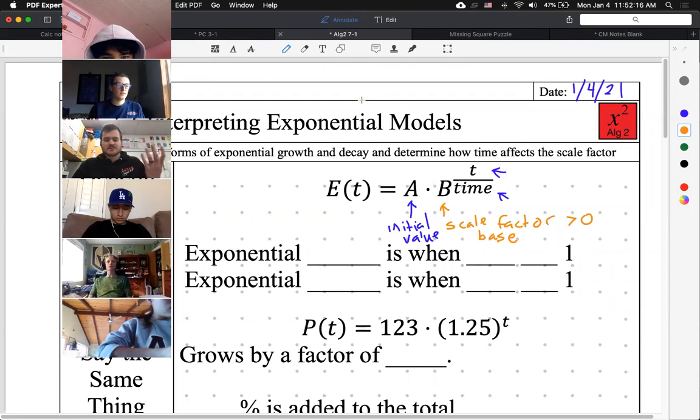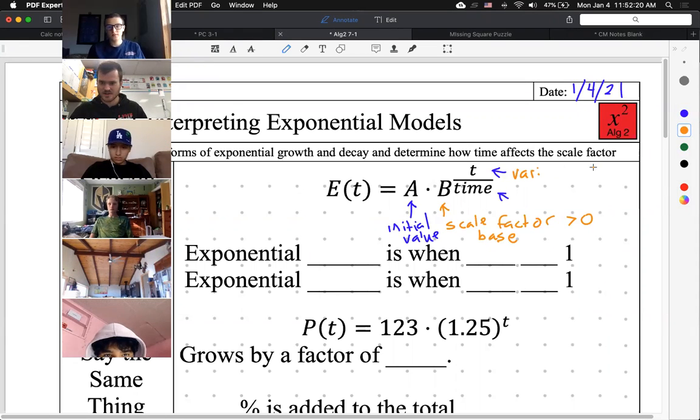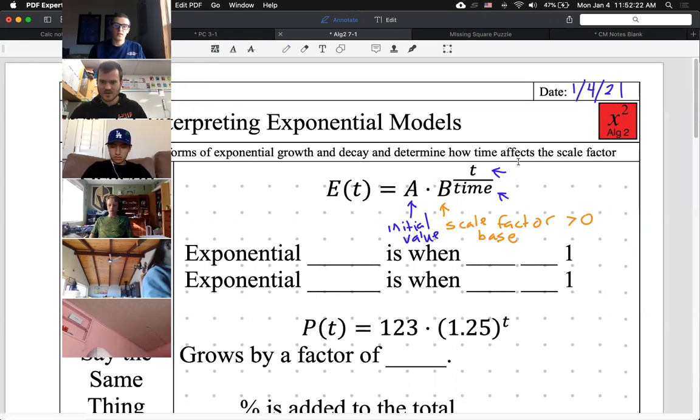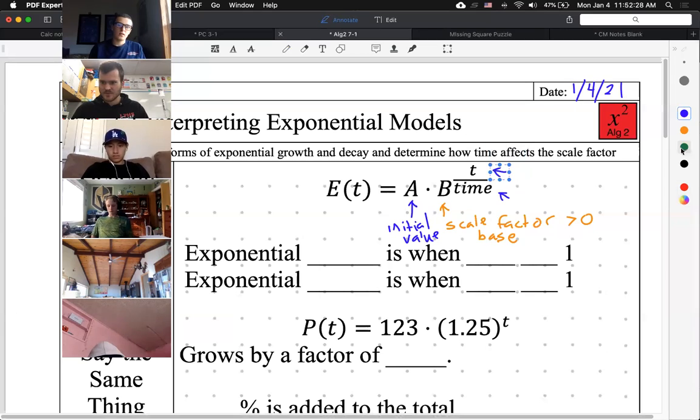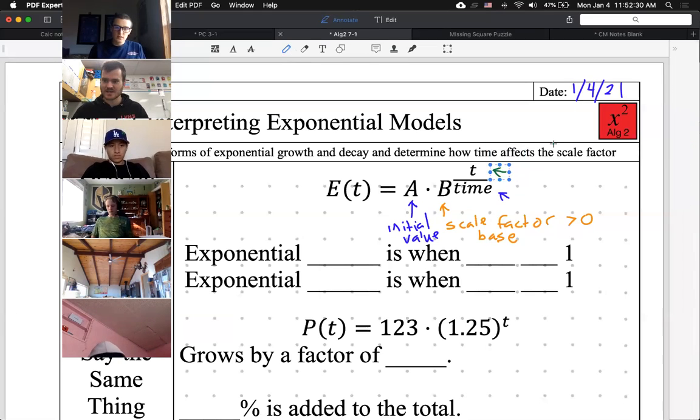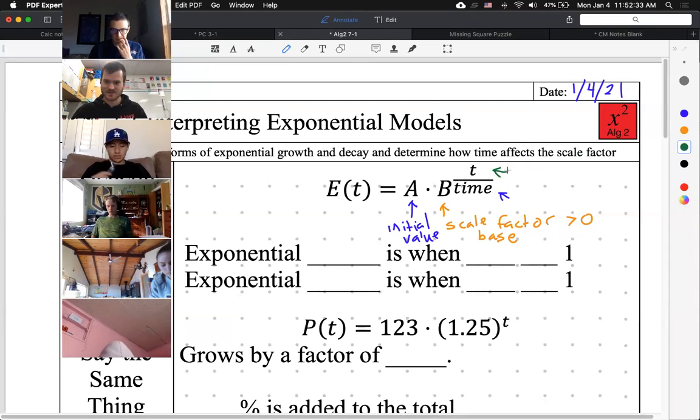Good question. T is just the variable. Let me change the color here. We have to have a variable somewhere, and there it is. It has to be in the exponent. Why? Because it's an exponential function. That's kind of what defines an exponential function: you have a variable in the exponent. It's in the numerator of that fraction, and in the denominator of the fraction, you have some units of time.